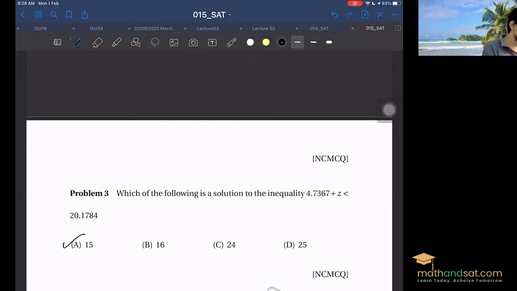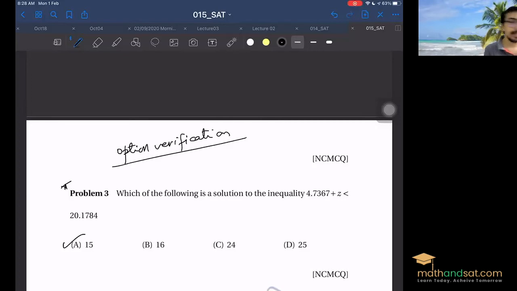There is one more way to solve this question, that is by option verification. Let's try to verify the options. Take each option and try to verify it. Because the options are simple whole numbers, it is easy to do the math here.